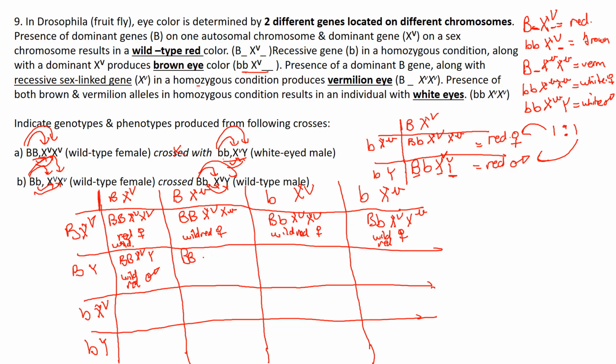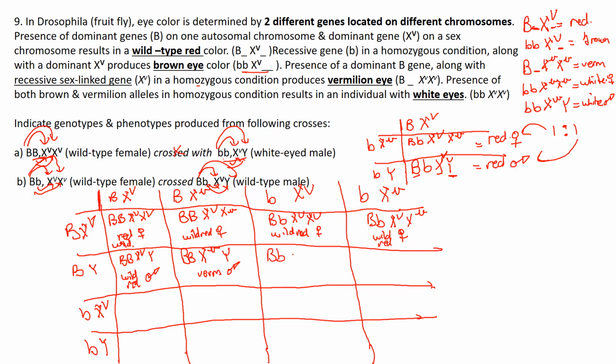Capital B, X with a little v and a Y. So go back to my legends. As long as I have a capital B and an X with a little v, now we didn't show this in there, but if that's a Y, that is going to be a vermilion male. Okay, so as long as I have a big B with a little v, it's going to be vermilion. If I have two of the X's with little v's, it's a vermilion female. But in this case it had a Y, so vermilion male.